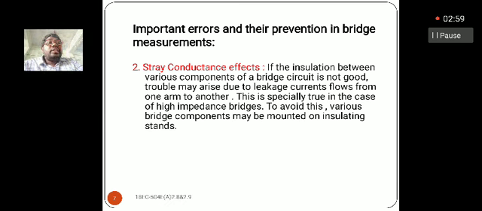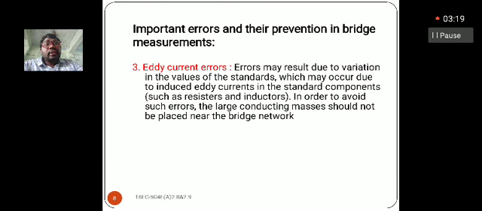If the insulation between the various components of the bridge circuit is not good, trouble may arise due to leakage currents flowing from one arm to another. This is especially true in the case of high impedance bridges. To avoid this, various bridge components may be mounted on insulating stands. Third one is the eddy current errors.